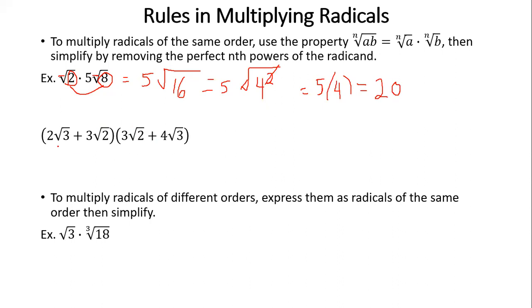Sa second example po natin, kung mapapansin nyo po, pareho pong binomial yan. So ang gagawin po natin, syempre, FOIL method lang po. So first, outer, inner, last. Parang polynomials lang ang dating. But again, we have to remember that the radicals involved should be of the same order. So as you can see, pare-pareho pong square root yan. Wala pong iba. So first, we multiply.